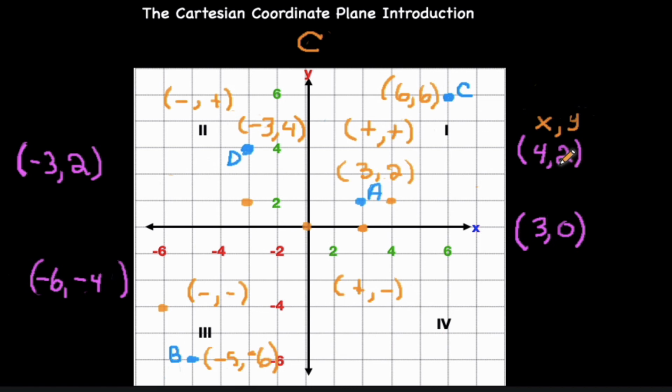And then, of course, the ordered pair 4, 2 is located in this first quadrant, and -3, 2 in the second quadrant. And last but not least, -6, -4 is located in your third quadrant. And we don't have anything located in the fourth quadrant.